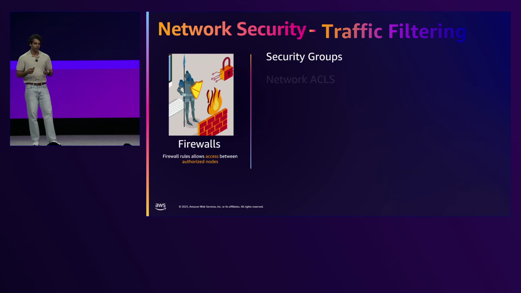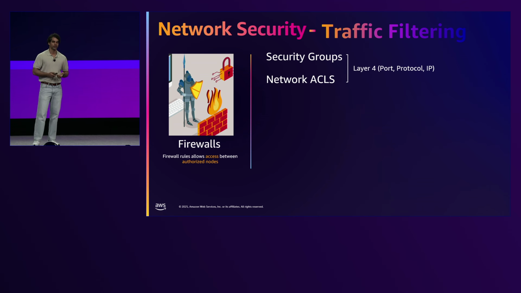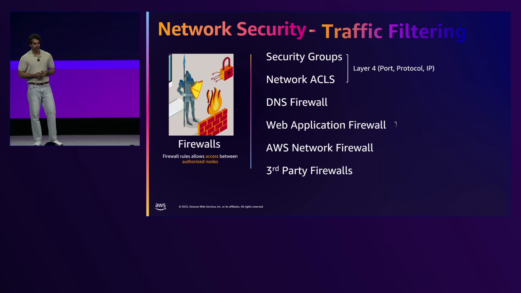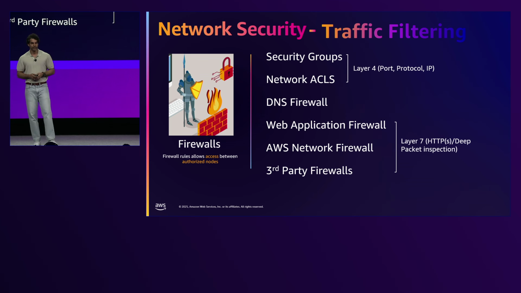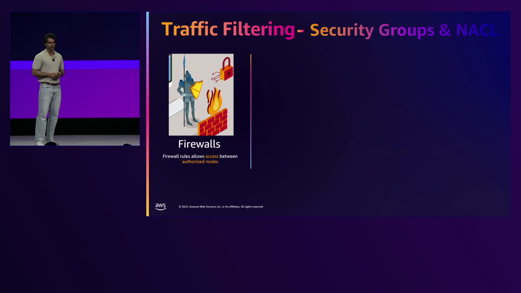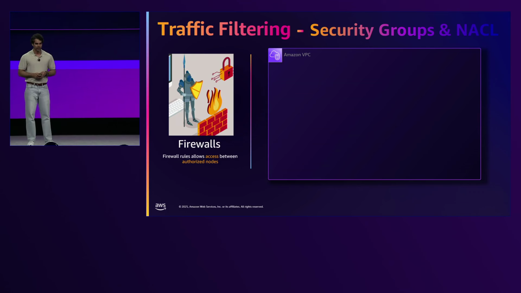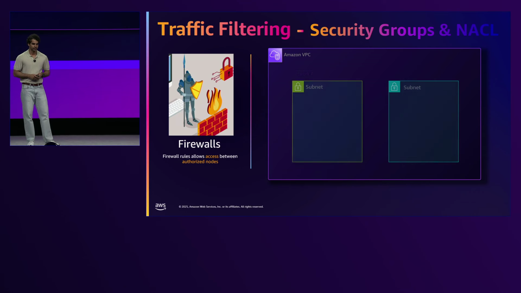So how you can do that in AWS is through various purpose-built services. So for layer 4, port and protocol-based access control, you can use security groups and network ACLs. We also support DNS filtering for filtering traffic based on DNS rules. And then finally, we have layer 7 deep packet inspection. You can use web application firewall, AWS network firewall, or just bring your own firewall using third-party firewalls. We'll talk about all of this in greater detail. Let's start with security groups and network ACLs.